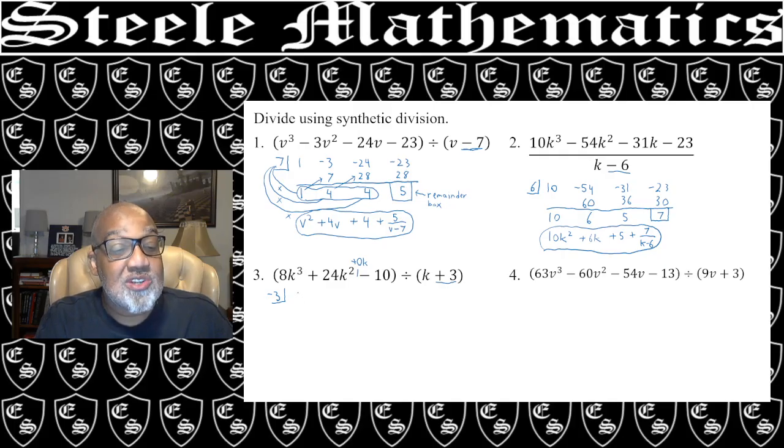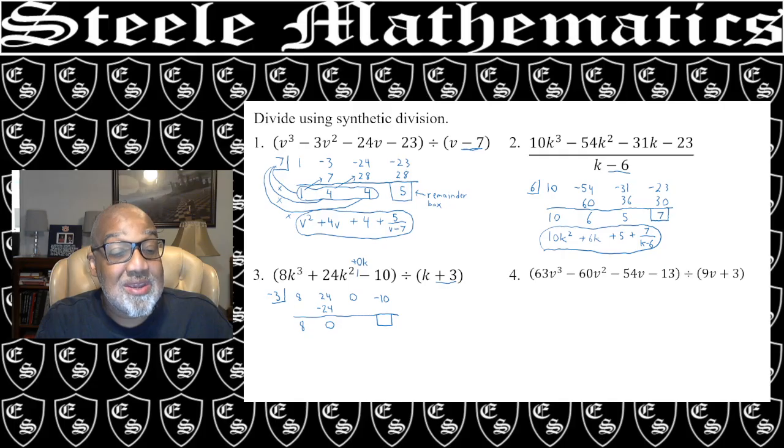Next, the coefficients of your dividend are 8, 24, 0, and negative 10. You draw your line, draw your remainder box underneath the last number. You're going to bring down 8. Negative 3 times 8 is negative 24. 24 minus 24 is 0.